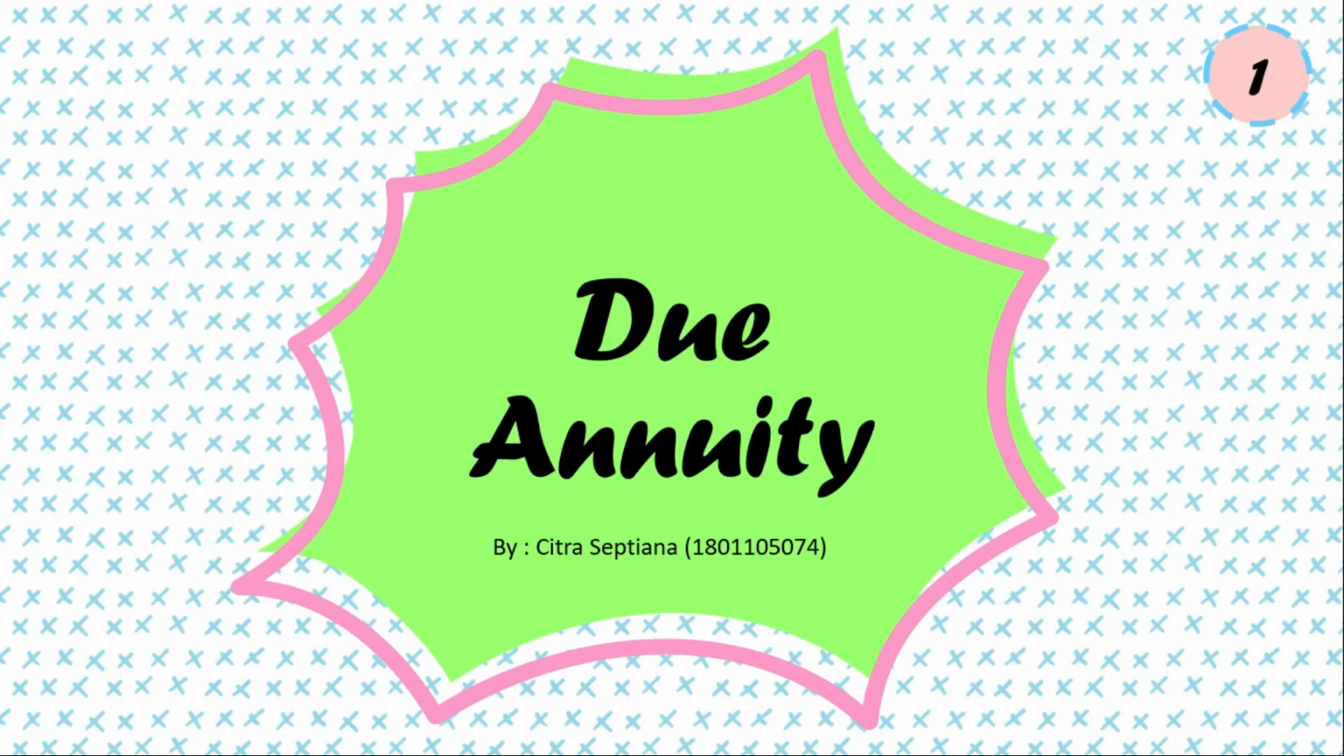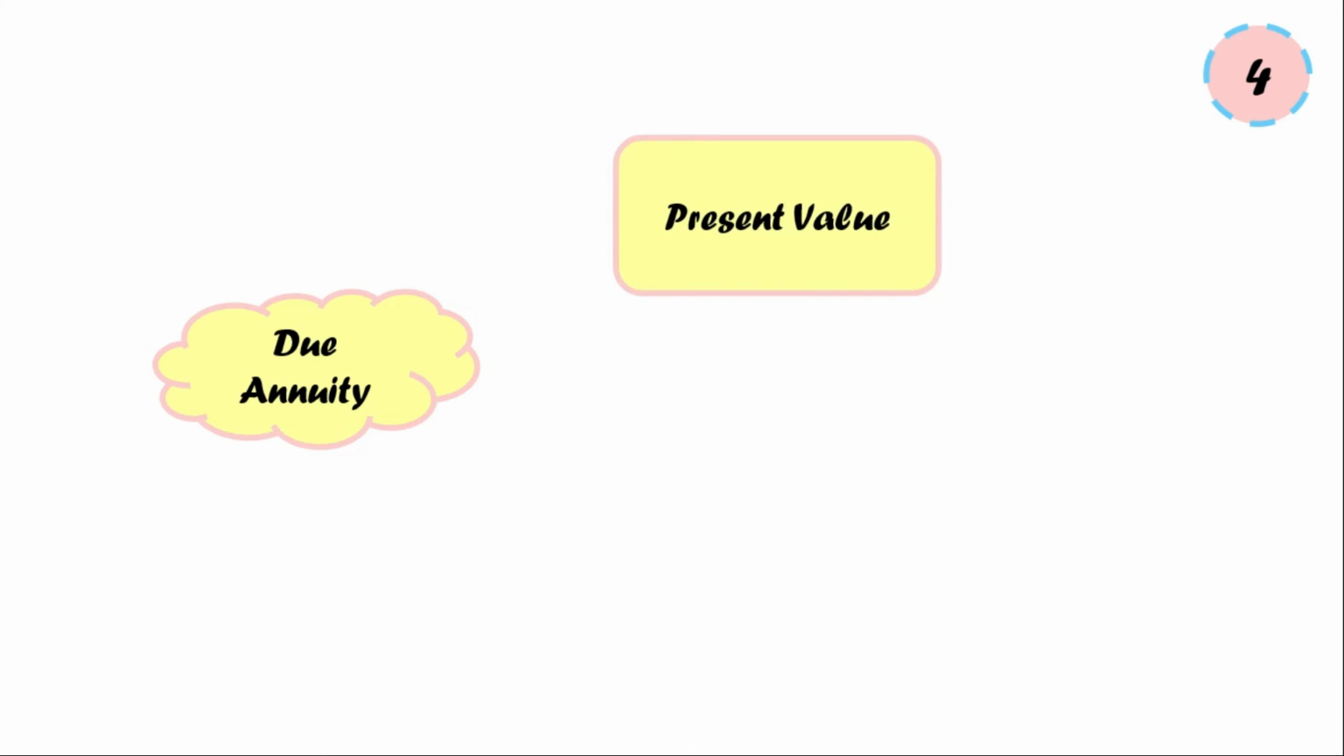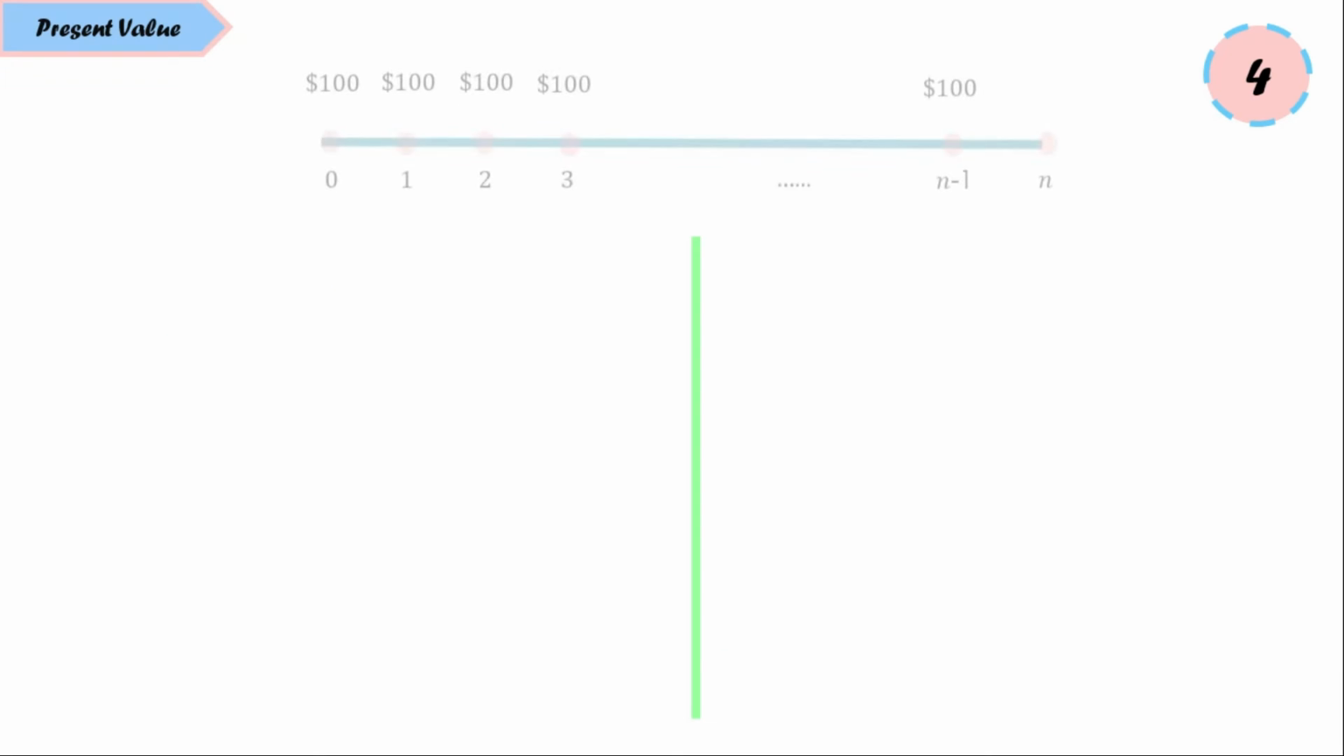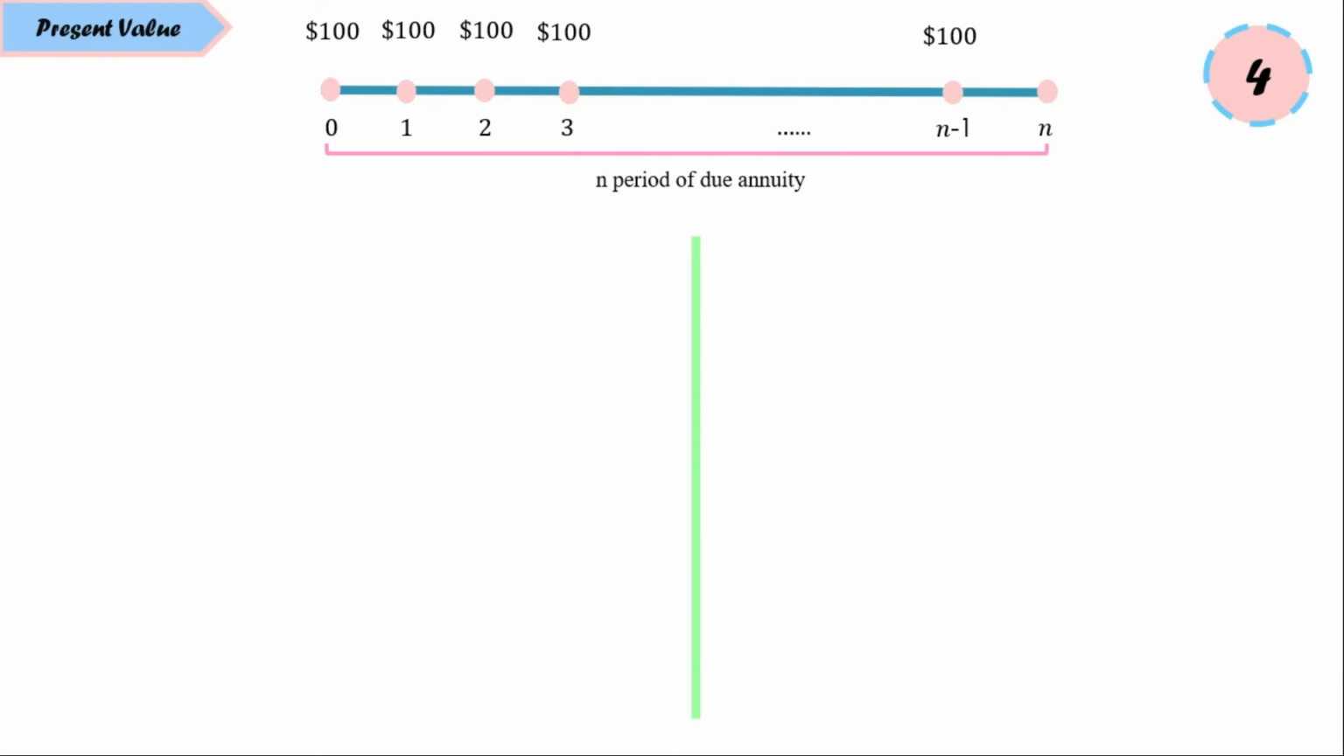And now I will explain about annuity due. Annuity due is an annuity whose payment is due immediately at the beginning of each period. Annuity due is divided into two, present value and future value. And period of annuity due, time diagram of compound interest.